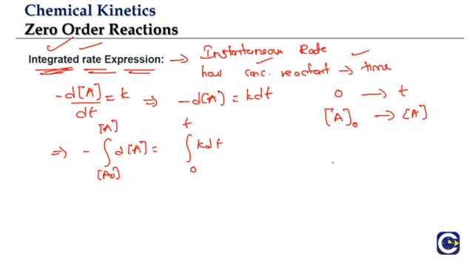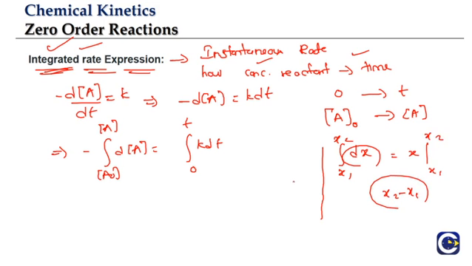Now we have some basic integration results. If we have integral dx between the limits x1 to x2, so integral dx will be x. We have to substitute the final limit value minus initial limit value. So this is how we are going to get.